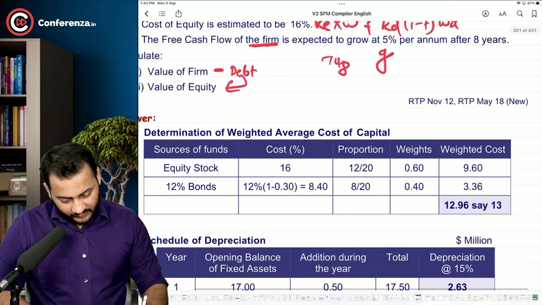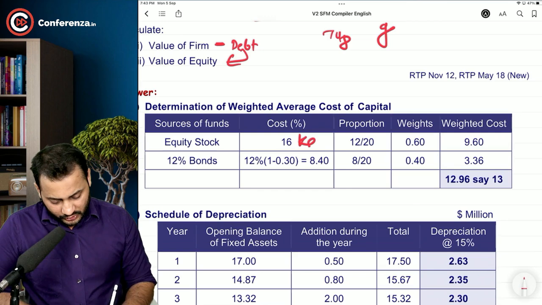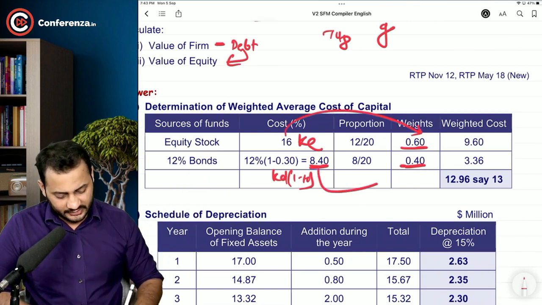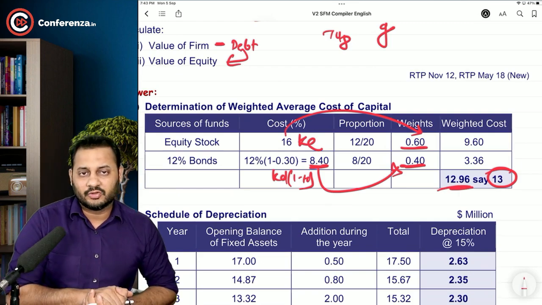See, weighted average cost of capital. It's very simple. Equity stock, cost of equity. This is KD 1 minus tax, 8.4. 60 and 40%. So you will multiply 16 with 60% and 8.4 with 40%. And this is your answer, 12.96 or 13.